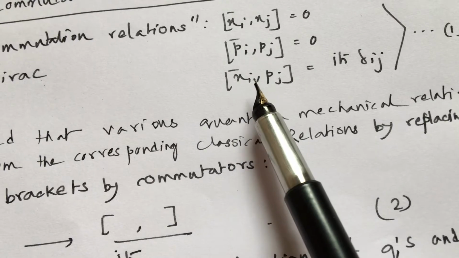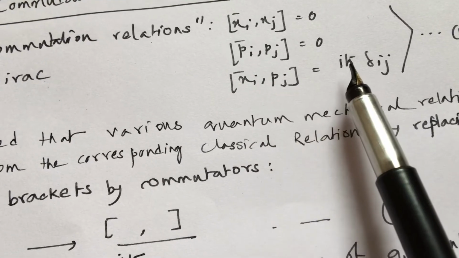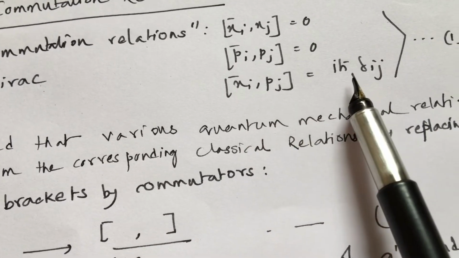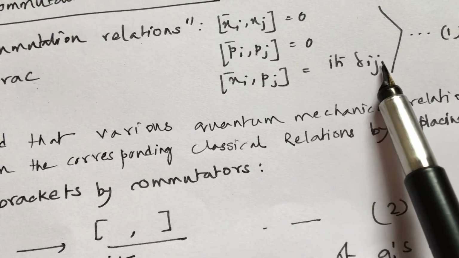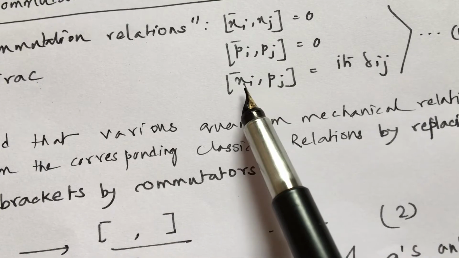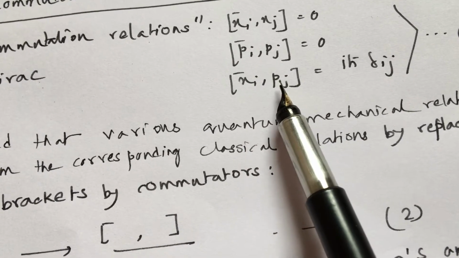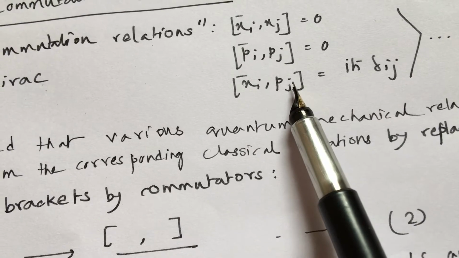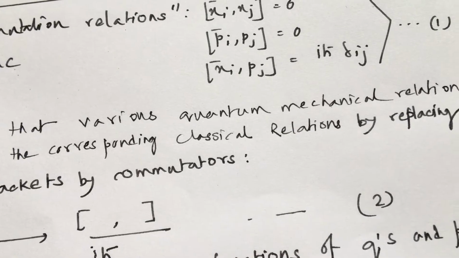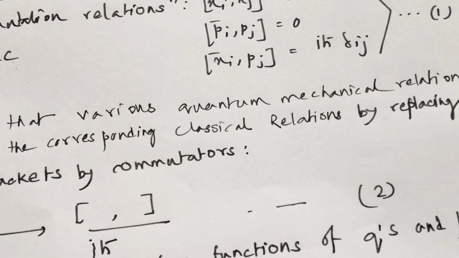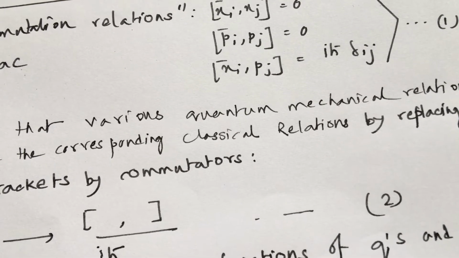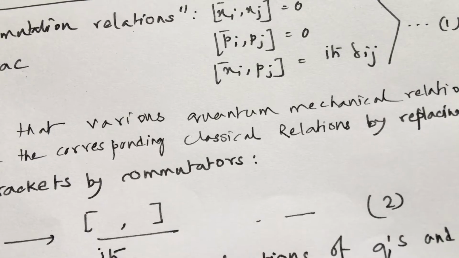The general commutation relation for xi pj is i h cross delta ij. If i and j are different, using the property of the Kronecker delta, we can say that they commute. For example, if this is x and this is py, which means i and j are different, so delta ij becomes 0, which means x and py commute. That is, the x component of position and the y component of momentum will commute.